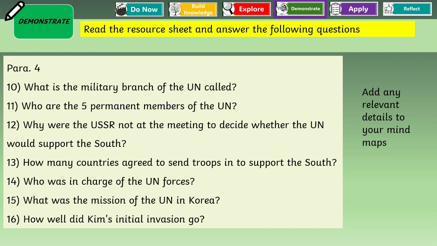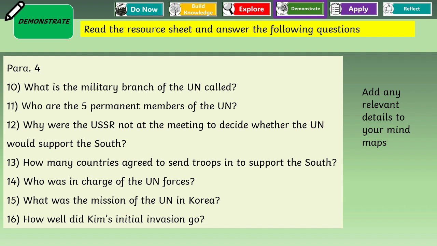On paragraph 4, question 10 is, what is the military branch of the UN called? Question 11, who are the 5 permanent members of the UN? Question 12, why were the USSR not at the meeting to decide whether the UN would support the South? Question 13, how many countries agreed to send troops in to support the South? Question 14, who was in charge of the UN forces? Question 15, what was the mission of the UN in Korea?